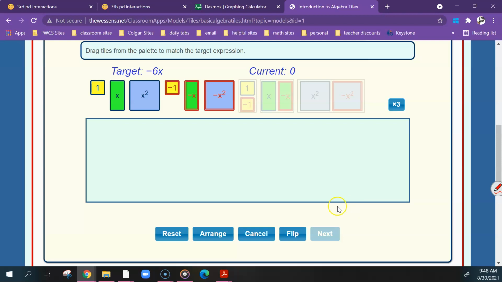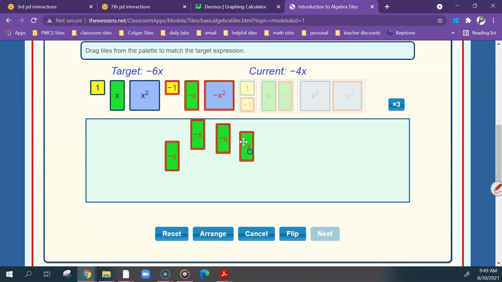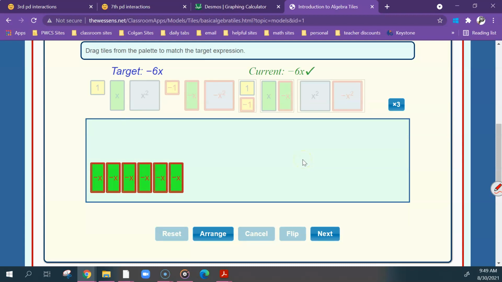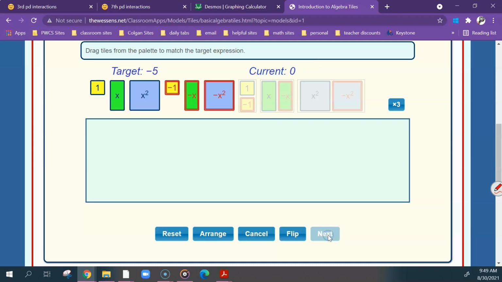What about negative 6x? How would we do that one? So you're saying 6 of these? Okay. Right, so whatever number comes in front of your x, you're just doing whatever it is that many times. I'm trying to skip through some of the easier ones so we can move on to the harder ones, but I can't just skip to the harder ones.